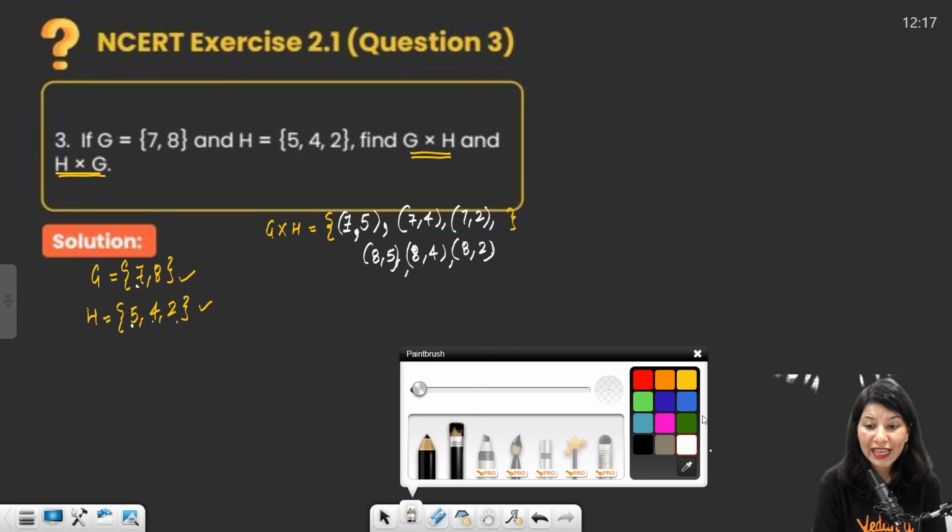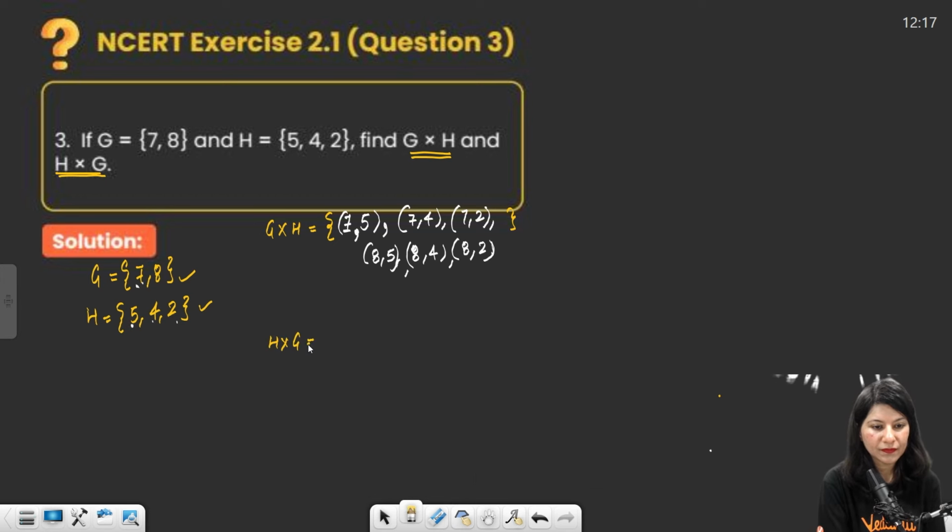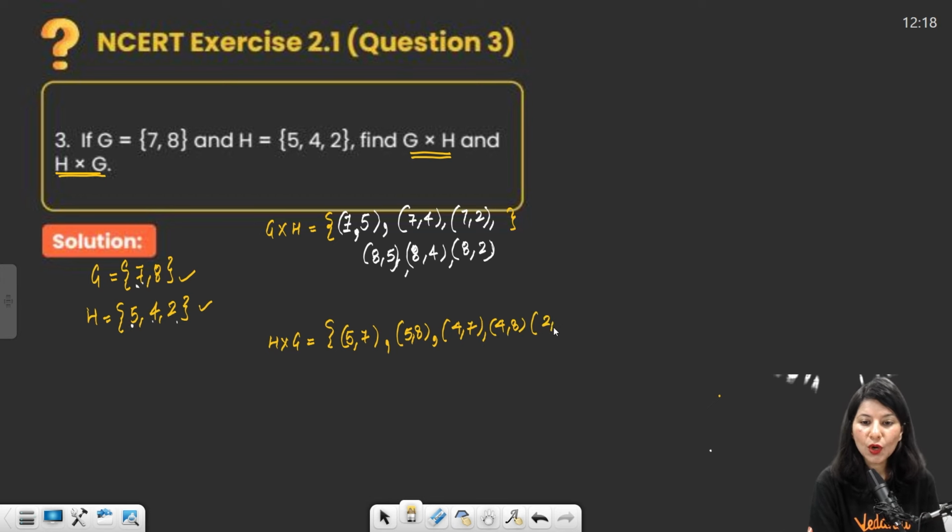Similarly, if we talk about H cross G, it will again have 6 ordered pairs, but this time the first element will come from H. So the first element will be 5, second will be 7: (5, 7), (5, 8), then (4, 7), (4, 8), correct, then (2, 7) and (2, 8). So this is your H cross G. Question number 3 is also done nicely.